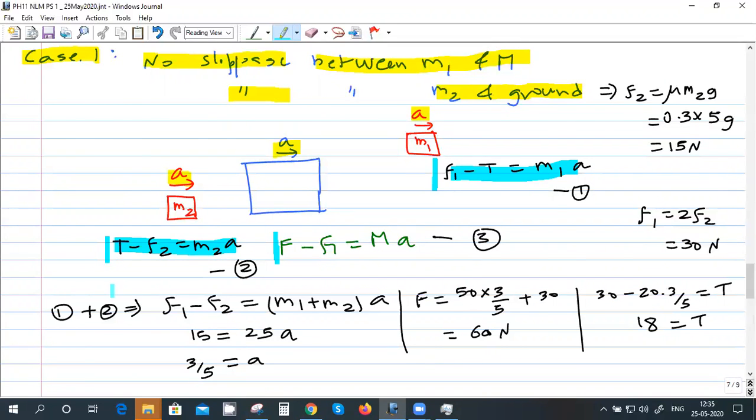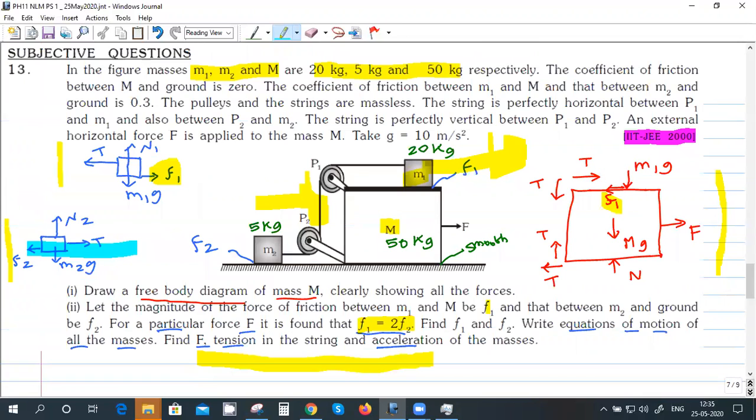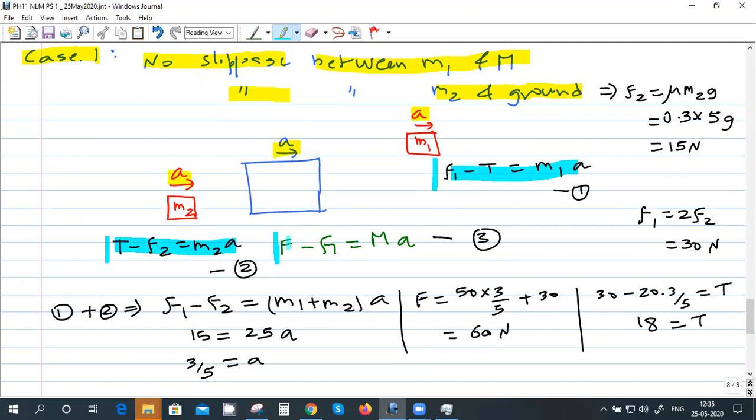And then for capital M, the tensions in the horizontal direction will cancel. The only forces in the horizontal direction are F and F1. So F minus F1 should be capital M into A. Right? And he has given the condition that F1 equals 2F2.